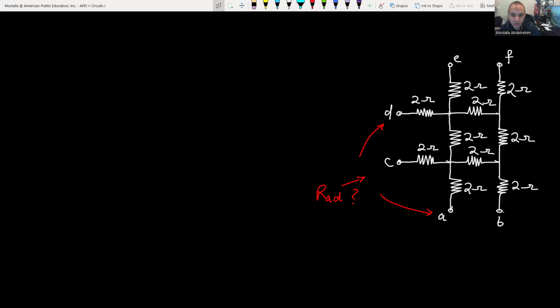Hello guys, in this video I'm gonna continue with this example. So in this circuit here we have six floating terminals, okay? And we wanna calculate or find the equivalent resistance R_AD, between terminal A and terminal D. Again, I'm saying these are floating terminals, okay? So basically they are not connected to anything.